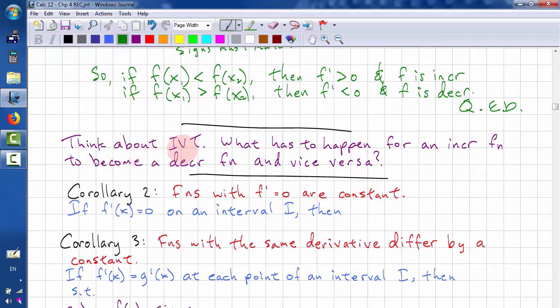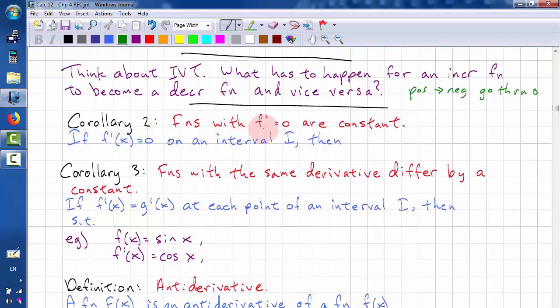Let's think about the intermediate value theorem. What has to happen for an increasing function to become a decreasing function and vice versa? Well, it has to go from positive to negative. That means it has to go through 0. So we're looking for zeros.